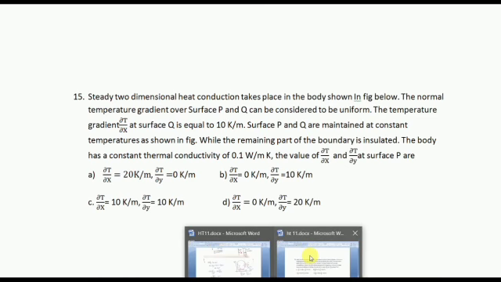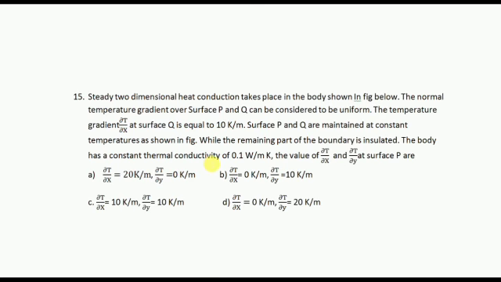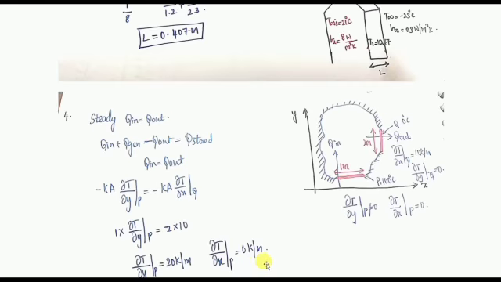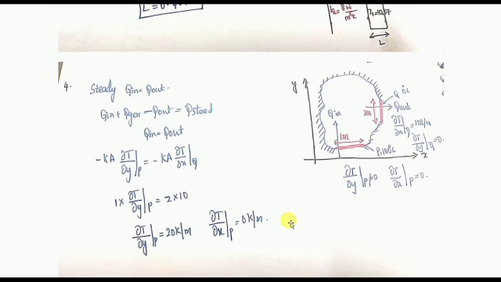Very clearly they have said it is steady. Steady means you can close your eyes and write Q in equals Q out. You already know that Q in equals Q out. And Q equals minus K dou T by dou Y with respect to P and Q. Why am I taking it like that? You need to be very careful first.